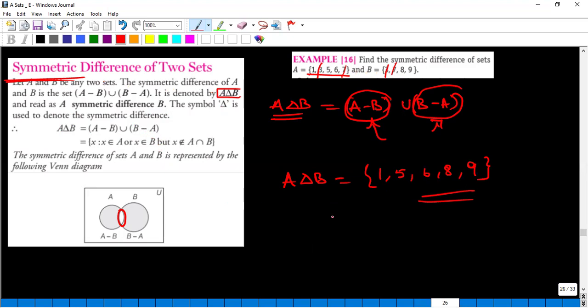We can write it in another way also: A delta B is nothing but A union B minus A intersection B. Like this, you take all elements, remove the common elements, and you will get A delta B.